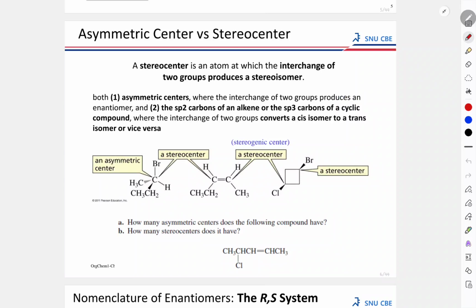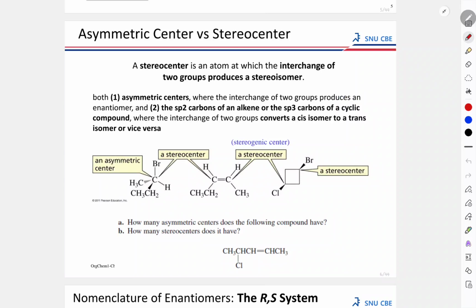By the difference in definition, some relationships arise. Both: one, asymmetric center, where the interchange of 2 groups produces an enantiomer, and two, the sp2 carbons of alkene or sp3 carbons of cyclic compounds, where the interchange of 2 groups converts cis isomer to trans isomer or vice versa. They can belong to stereocenters. So an asymmetric center can be called a stereocenter because interchange of 2 groups will give you a different enantiomer. We'll learn about this later. This will give you R to S, S to R conversion.